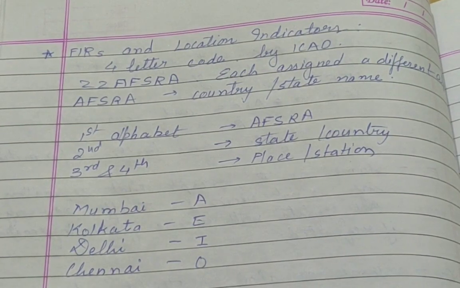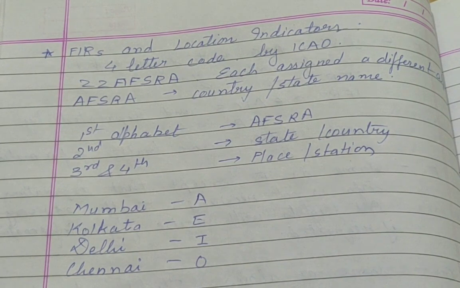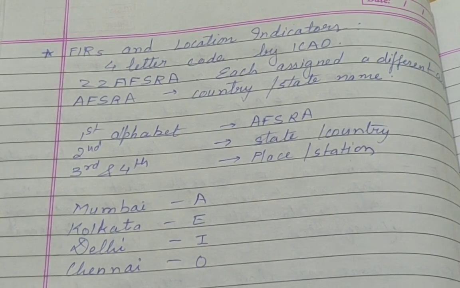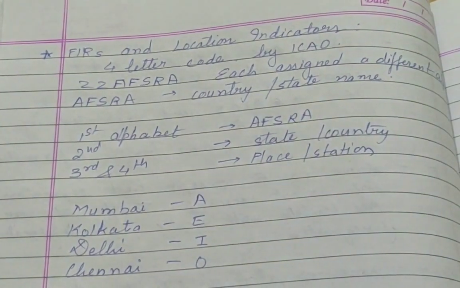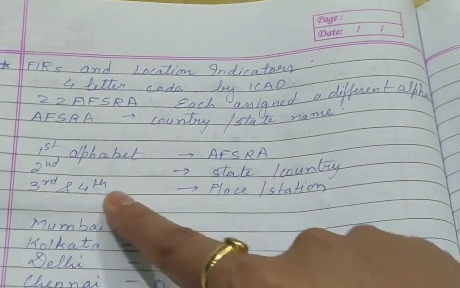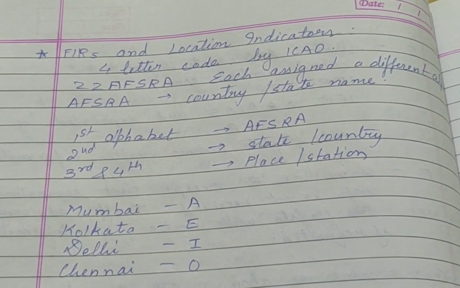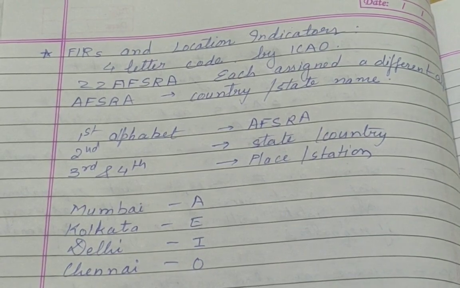The location is indicated by a 4-letter code. This rule was made by ICAO. For that, ICAO divided the world into 22 different divisions. This was called AFSRA, that is Aeronautical Fixed Stations, and each AFSRA is assigned an alphabet which denotes a country or a state name. The first alphabet denotes which AFSRA it belongs to, the second one denotes the state or country, and the third and fourth denote the place and station. So in India, Mumbai has been assigned A, Kolkata E, Delhi I, and Chennai O.